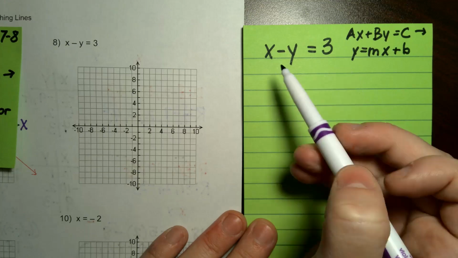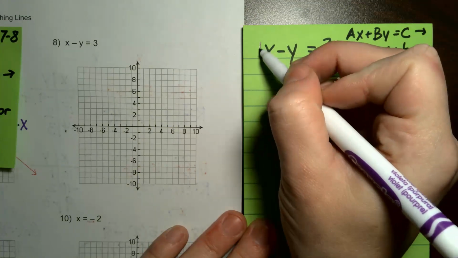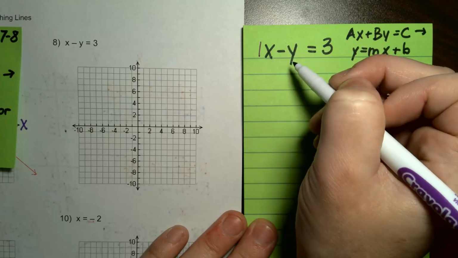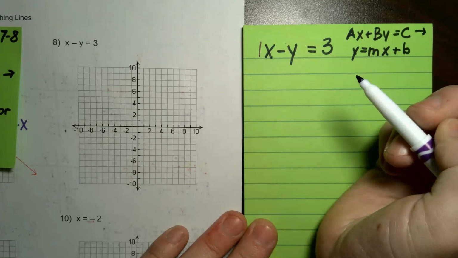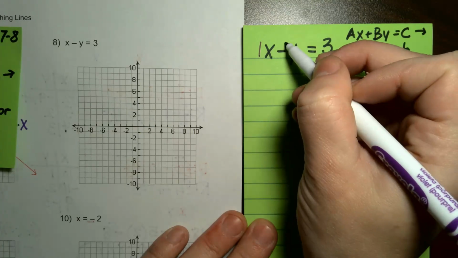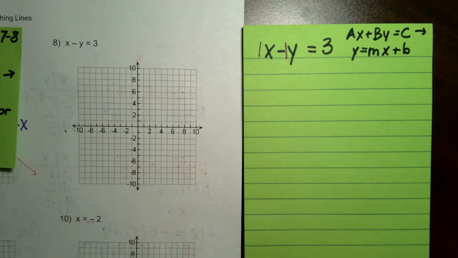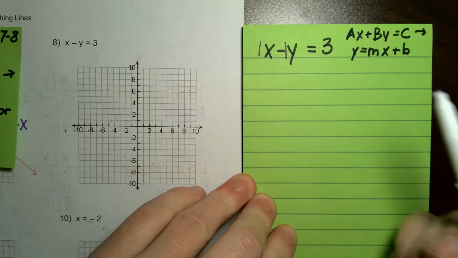Well, x is 1x, that's a minus, right? Yep. If it was 0, the y would disappear. Yeah. We've got 1x minus 1y equals 3. Okay. How can I get rid of this x to get y by itself?